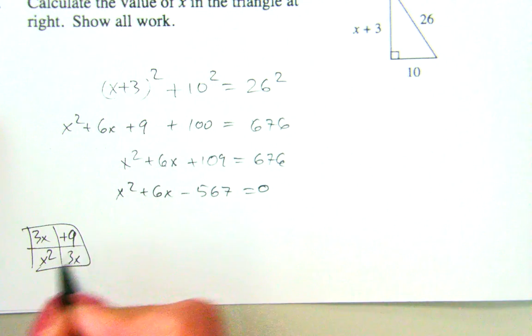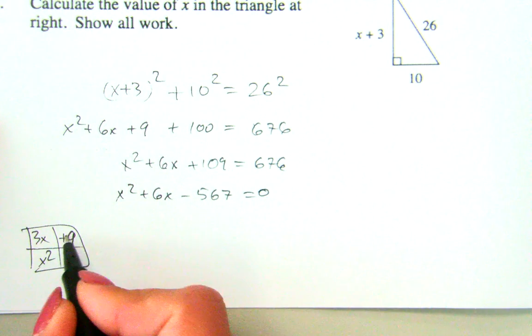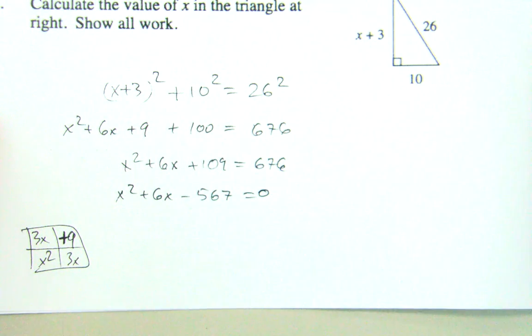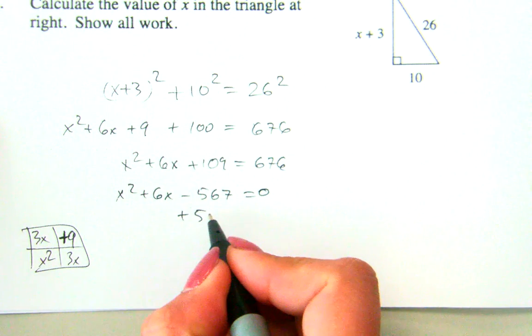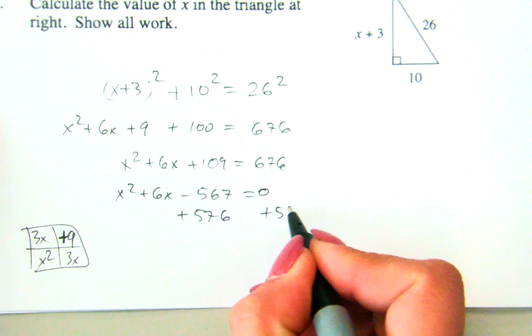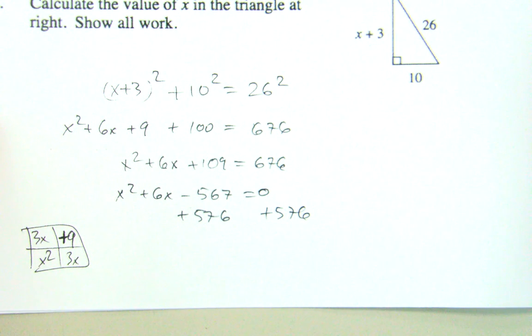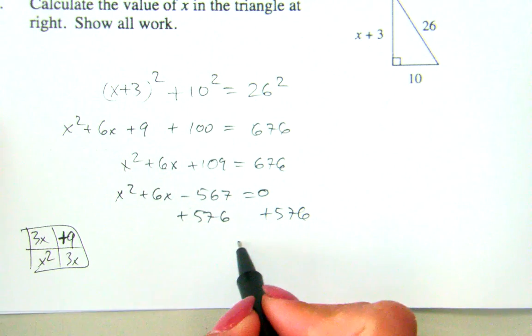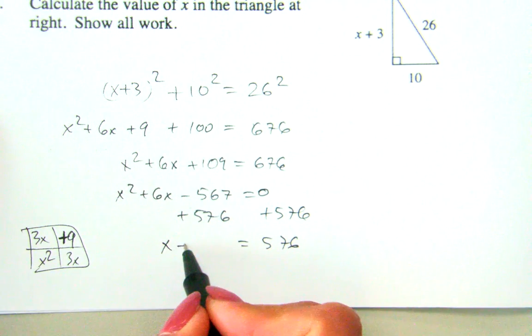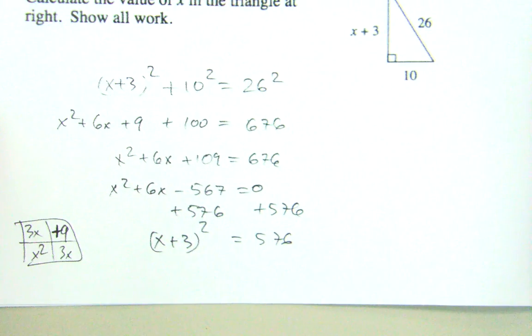We want to get a positive 9 in here. So, positive 9, meaning we're going to have to add, so 567 plus 9, I'm going to have to add plus 576 on both sides, right? Right, so negative 567 plus 576 equals positive 9. Okay, so 576, we have x plus 3 squared equals 576.